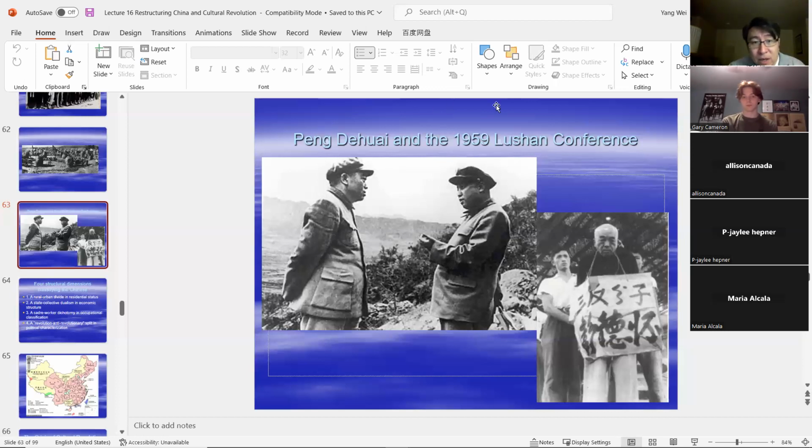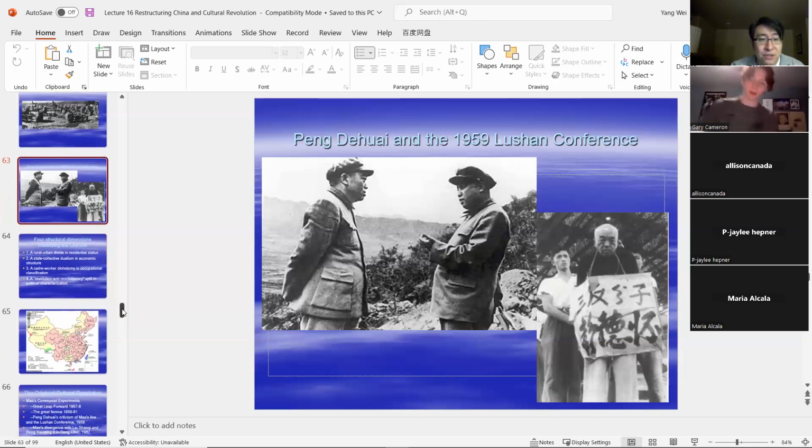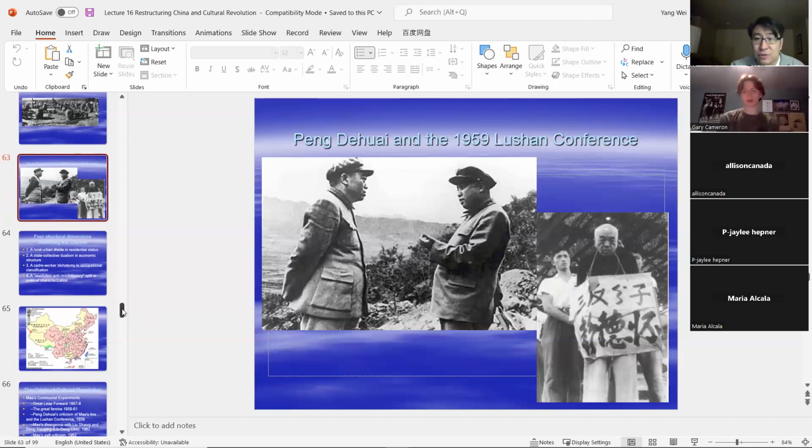This is a picture of Peng Dehuai as the commander of the Chinese army in Korea, talking to Kim Il-sung, okay? So in 1959, Peng Dehuai, the Korean War hero, criticized Mao Zedong for the crazy communist policies. For that reason, Peng Dehuai was purged. He was kicked out of the government, and then he died in prison a couple of years later. So no one can challenge Mao's policies, even though those policies are totally, totally disastrous.